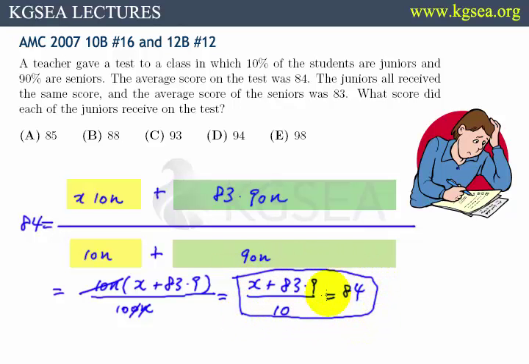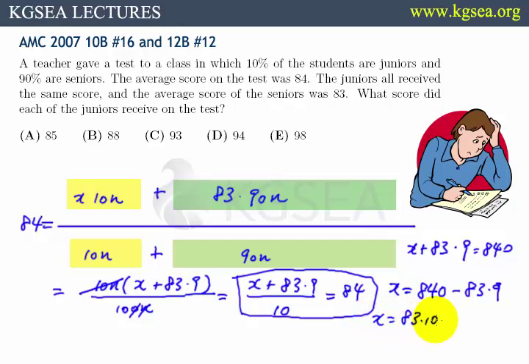Shall we multiply by 10 on both sides? So you get x plus 83 times 9 equals 840. So x is 840 minus 83 times 9. Does that help me any? Do I have to multiply this? Look, multiplying by 9 is hard. So can I get lazy somehow? Well, let me see. This is 83 times 10. That will give me 830 plus 10 minus 83 times 9.